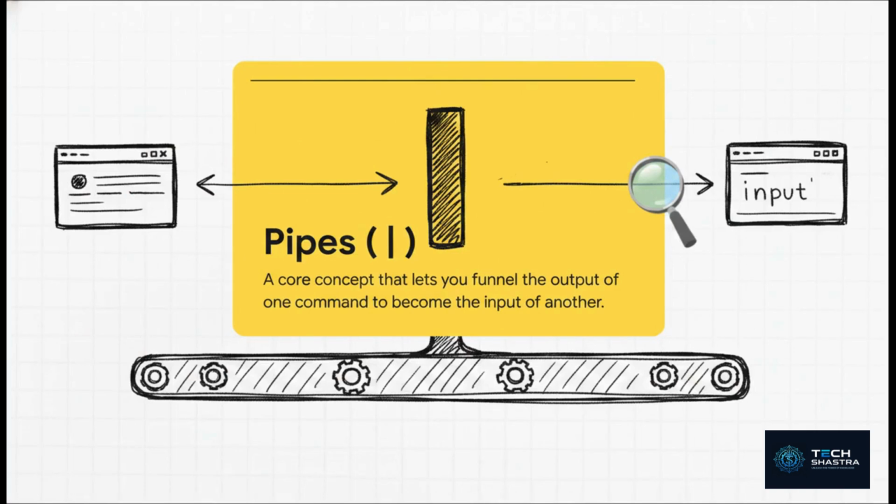Now, the single most important concept for this is the pipe. That's the vertical bar symbol. It's a beautifully simple idea. It lets you take the result of one command and immediately funnel it to become the input for a second command, all without needing to save anything in between. It's like a little assembly line for your data.